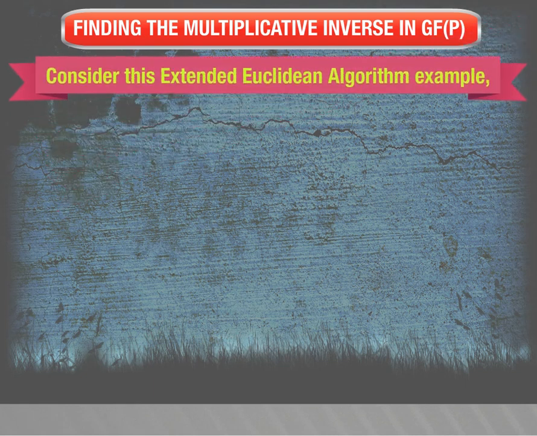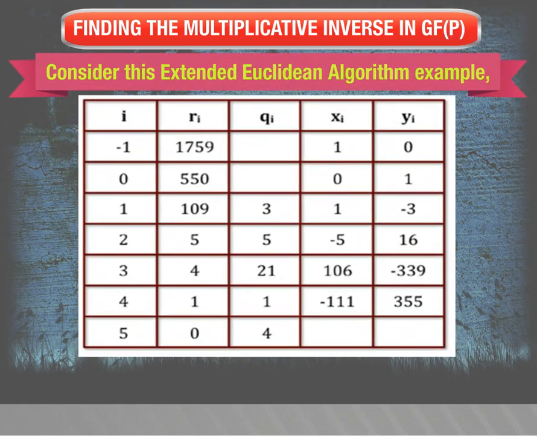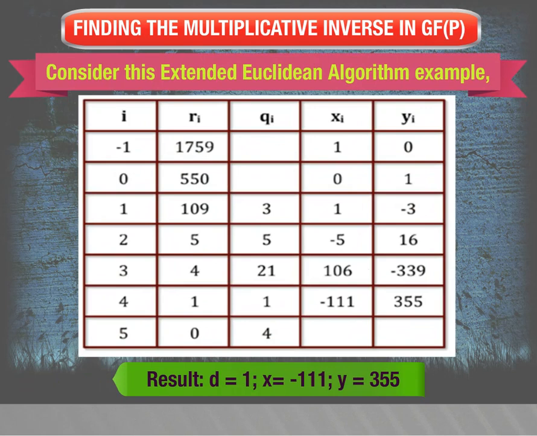Consider this extended Euclidean algorithm example. Result: d is equal to 1, x is equal to minus 111, y is equal to 355.